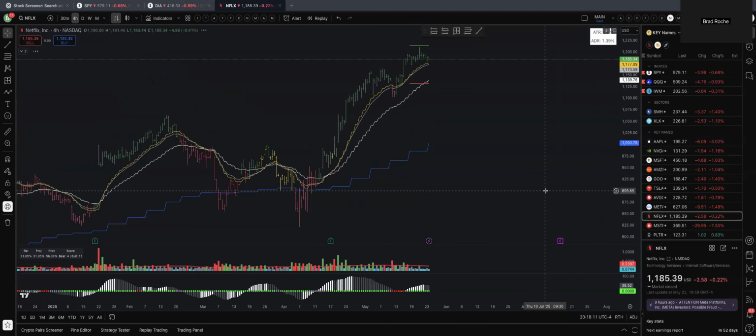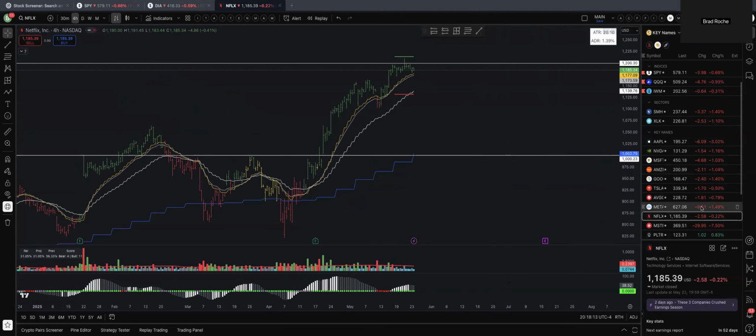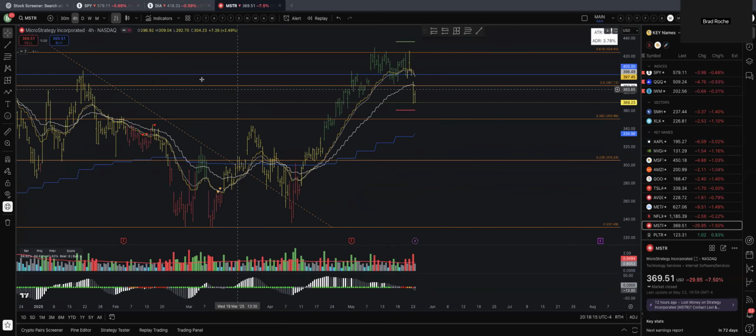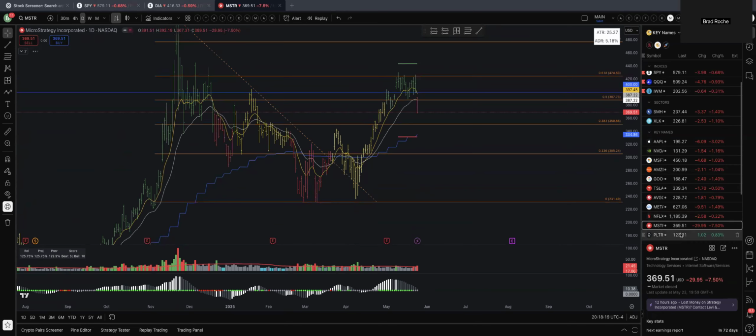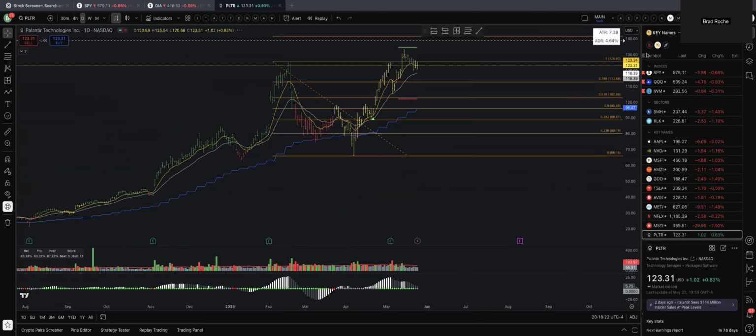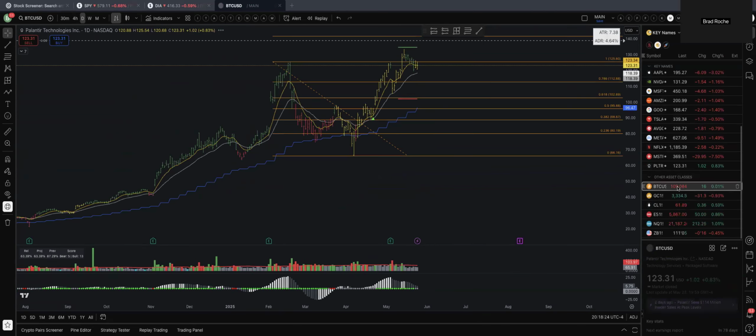Netflix, this one probably needs a breather. It doesn't really have a higher time frame setup. MSTR, this one's kind of falling off. And then Palantir, we just talked about that one. So that's all the ones I want to cover here.